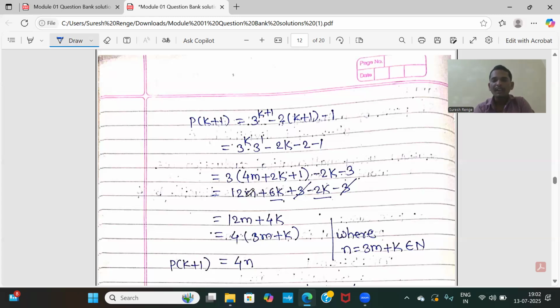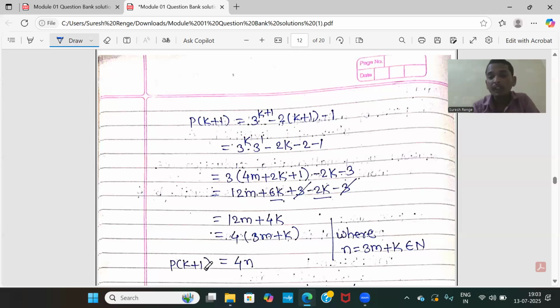3 multiply 4m is 12m. 3 multiply 2k is 6k. 3 multiply 1 is 3, so we have plus 3 minus 2k minus 3. The 3 plus 3 minus 3 cancel, and 6k minus 2k is 4k. So 12m as it is, plus 4k. Taking 4 common from both terms, we get 4 times (3m plus k). Now let n be the term 3m plus k, so P(k+1) is 4n.